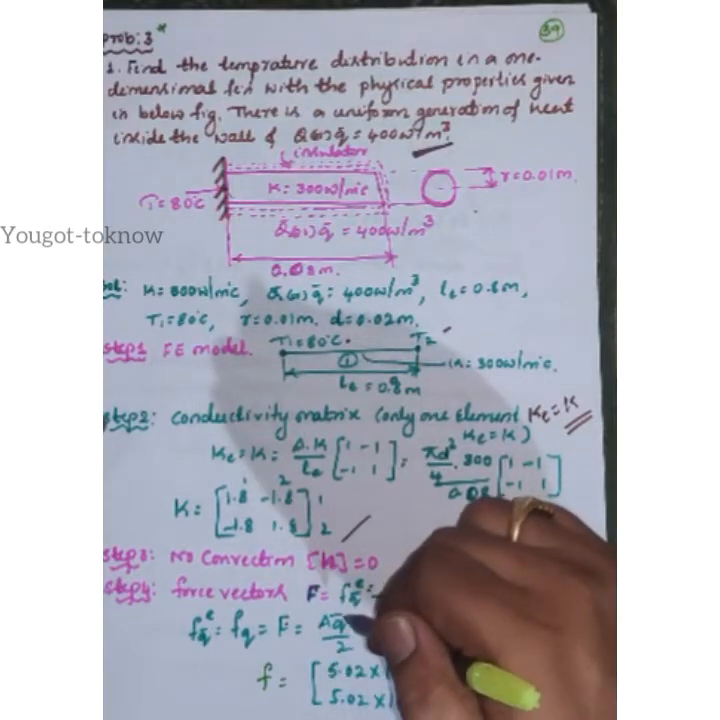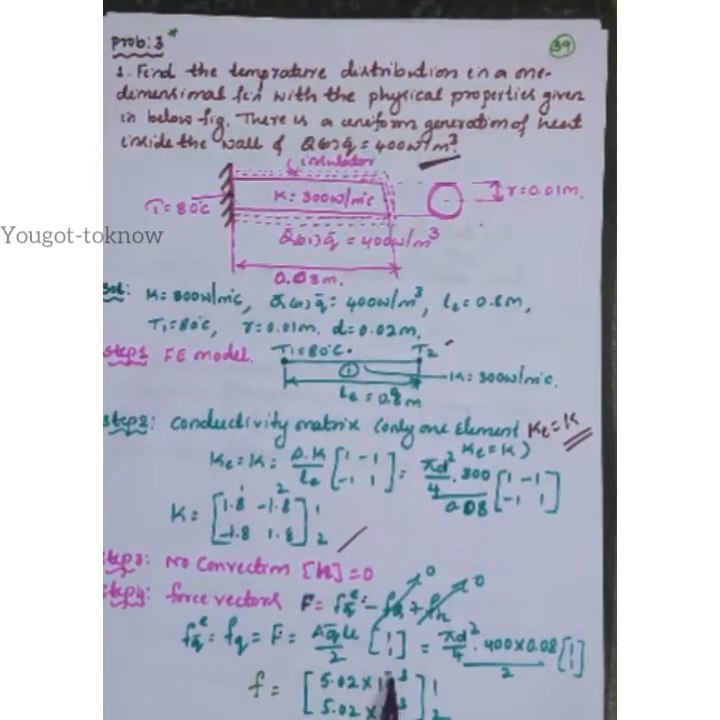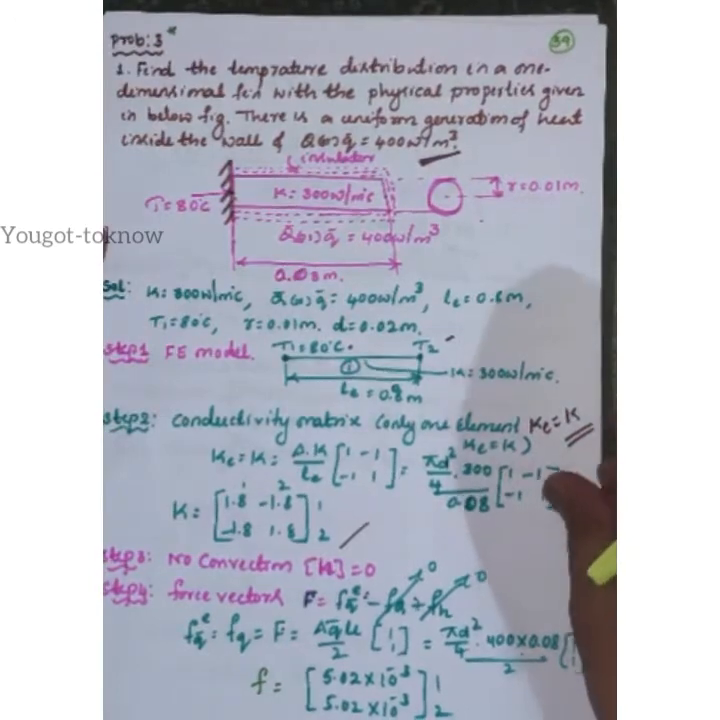How to determine when your heat generation is given? A into Q bar LE by 2, 1, 1. Now if you go for the area, pi d square by 4, Q bar given is 400, length is given, everything you calculate, you are going to get this: 5.0 into 10 power minus 3.